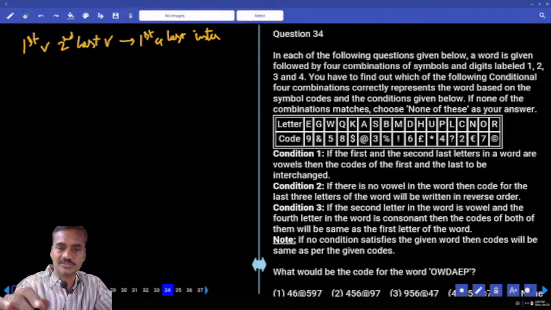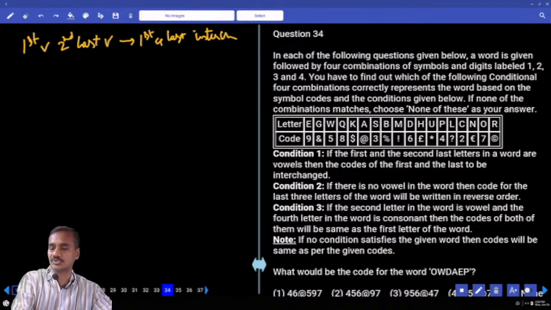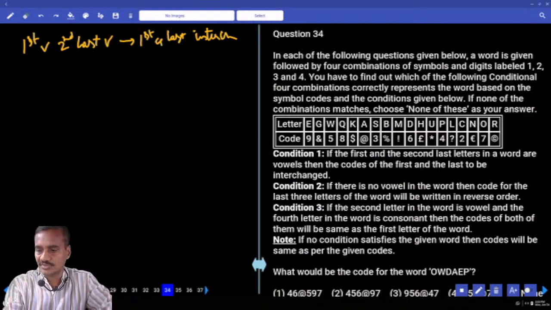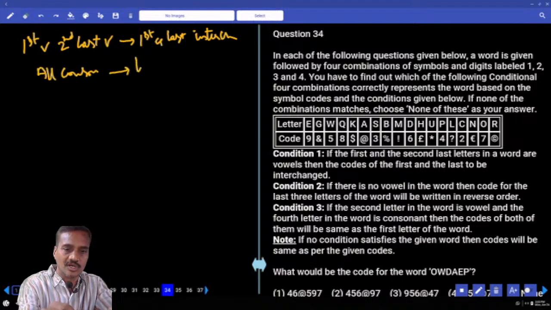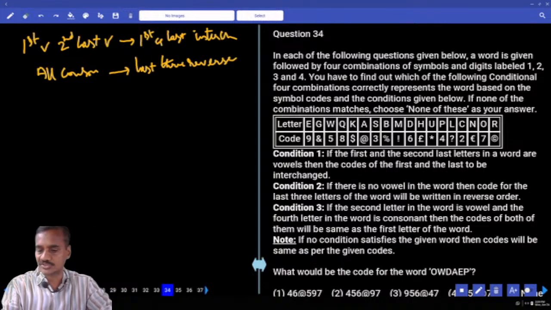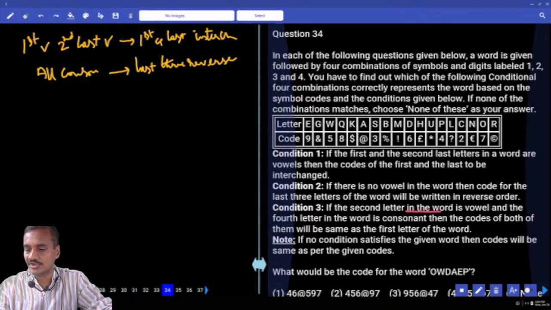Then coming to condition number 2. No vowel in the word, then the code for the last 3 letters of the word will be written in the reverse order. No vowel means all consonants, and the last 3 you need to write in the reverse order. Then the next condition: the second letter in the word is a vowel.